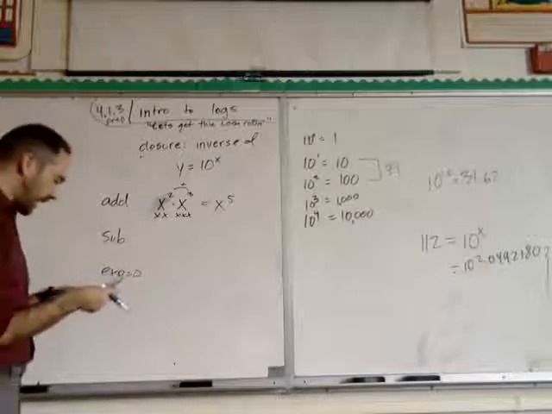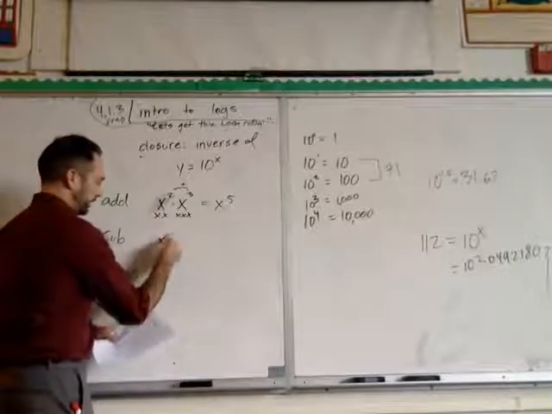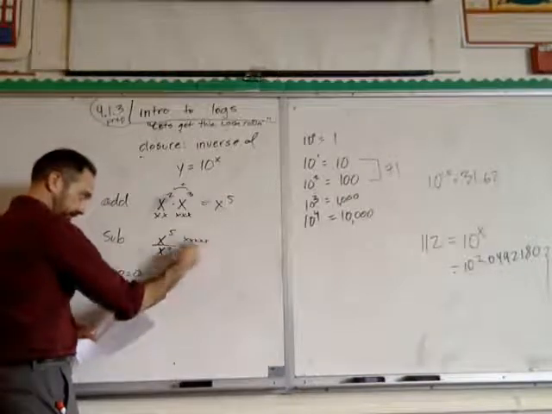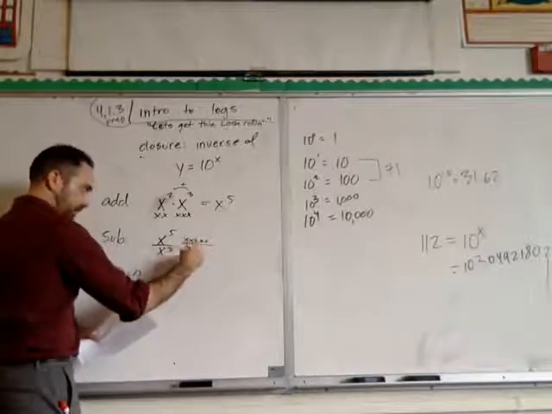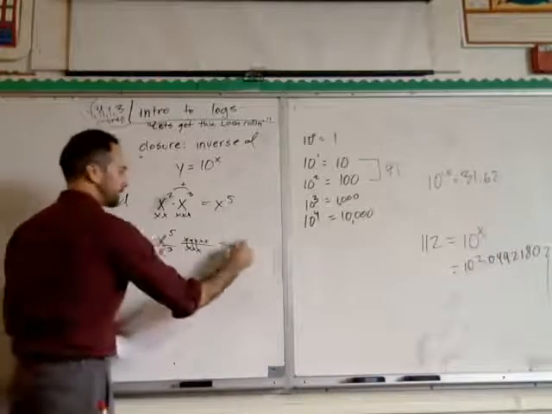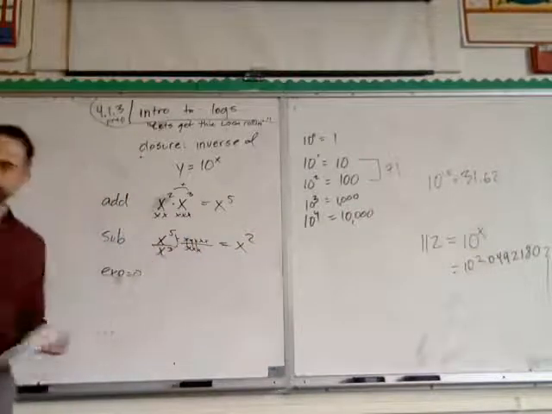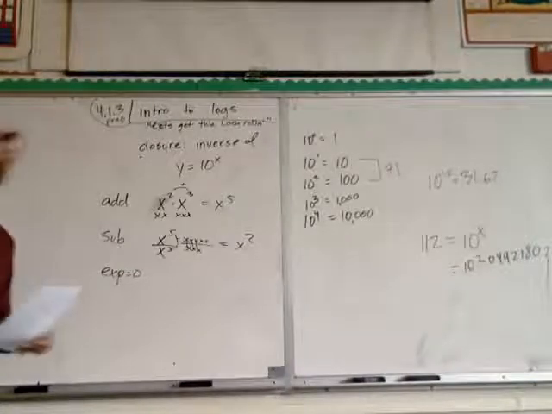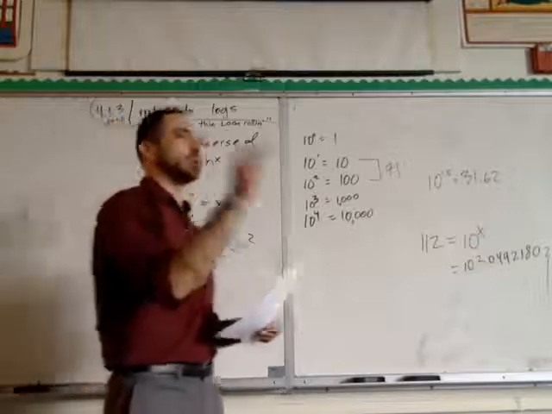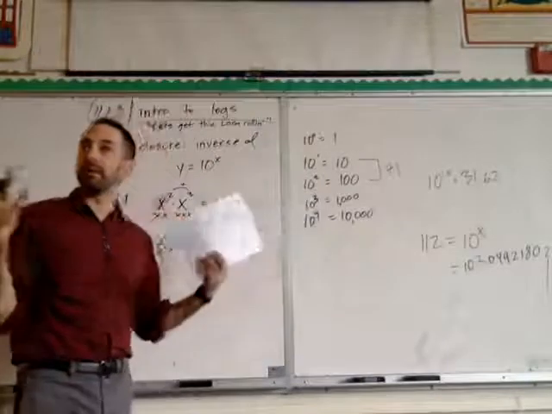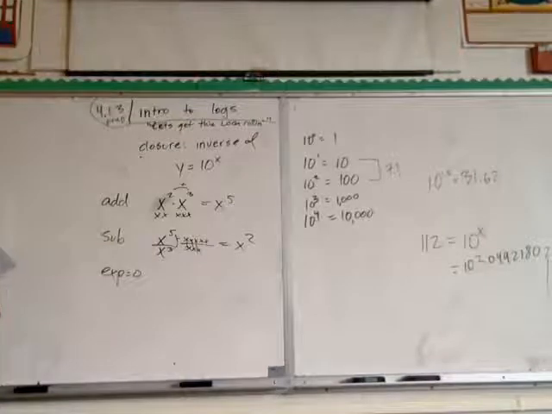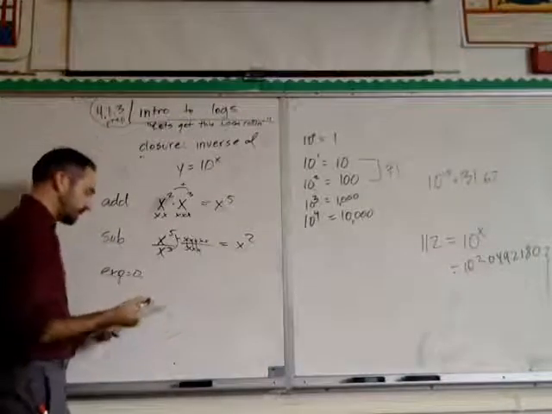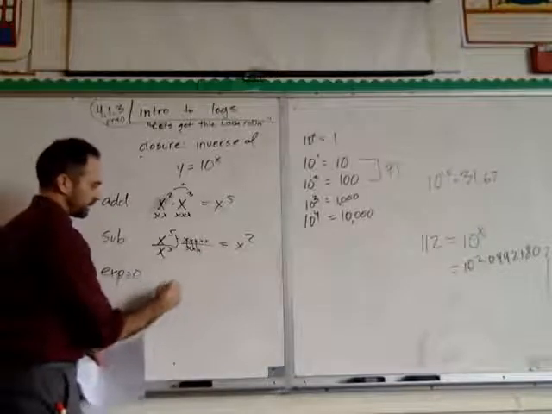Okay, so subtraction, what if we have x to the fifth over x to the third? If you forget, x to the fifth over x to the third equals x squared. We are subtracting. Just remember this because logs and exponents are inverses of each other and they have all the same properties. So if you know the properties of exponents, you already know how these things work. We just have to get used to the syntax. And this one's really straightforward.